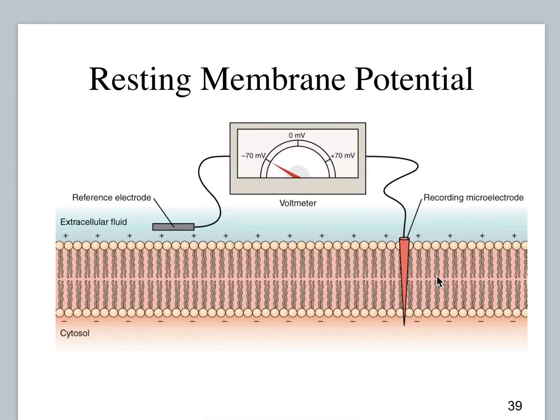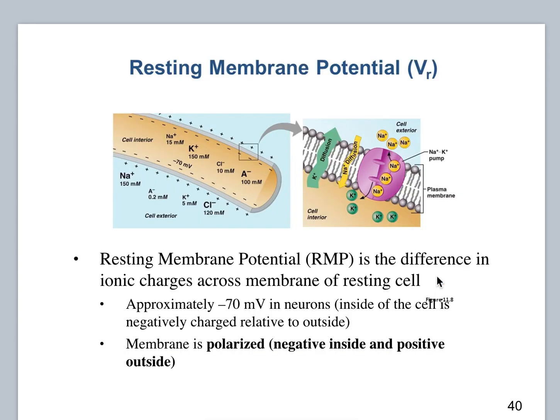Look at the resting membrane potential. This is the membrane potential of a neuron at rest. It's approximately negative 70 millivolts. That means the inside of the cell is minus 70 millivolts relative to the outside of the cell. The membrane is considered to be polarized: negative charge on the inside of the cell and positive charge on the outside of the cell. And that's the resting state.